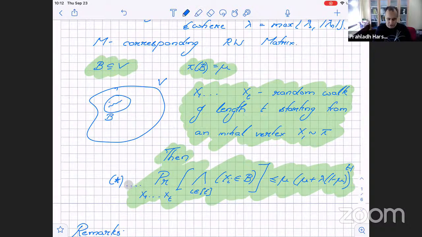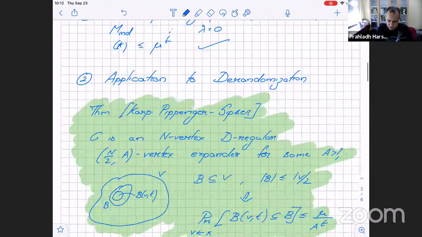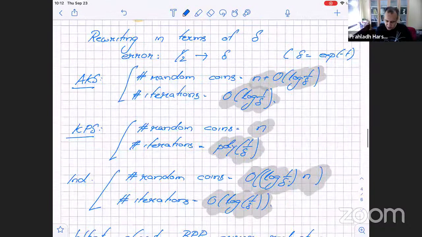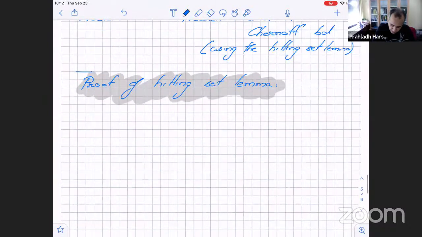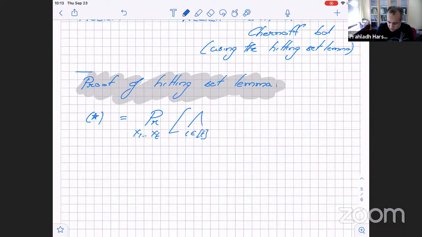Okay, so let's get to proving. So we want to bound star. Let's open out what star is. Star is exactly, let's just recall, the probability over x1, x2, ..., xt that for all i in [t], xi is in B.